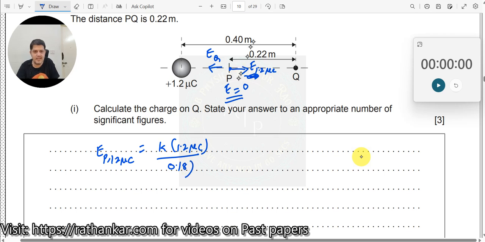0.18. What is the unit? Meter. No, only 0.18 square. Why do I do this? Because the electric field at a point is given by KQ divided by R square due to a point charge.